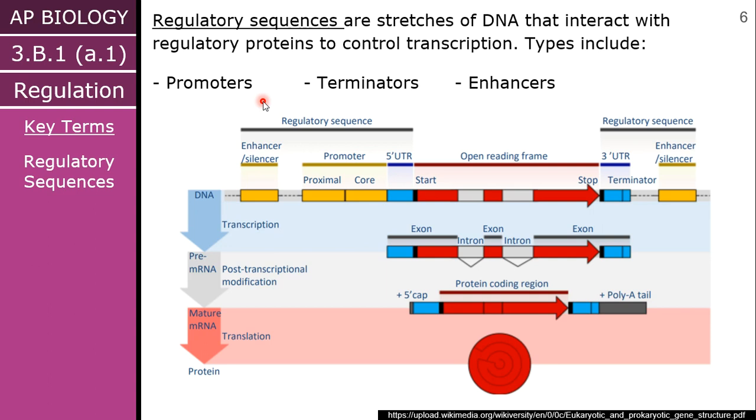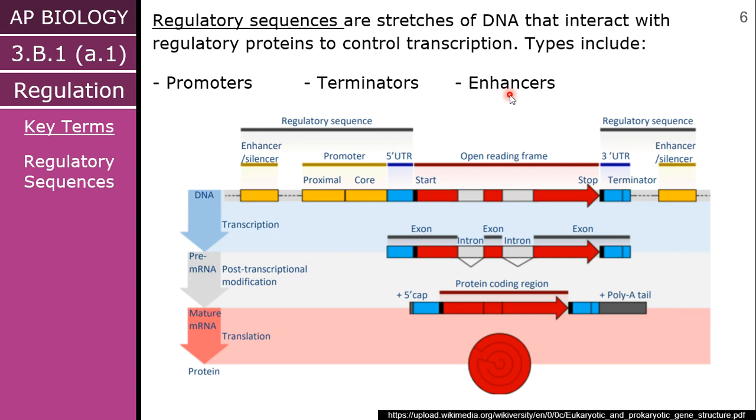So the first thing I want to talk about is regulatory sequences. So regulatory would of course mean that you are regulating something, and a sequence is just a stretch of DNA, right? And so these are basically areas of DNA that are going to allow us to control transcription. We can turn transcription on or we can turn transcription off. Okay. And so there are three major types of these sequences that you need to be familiar with. We have promoters, we have terminators, and we have enhancers.